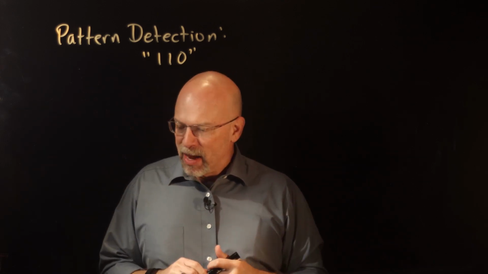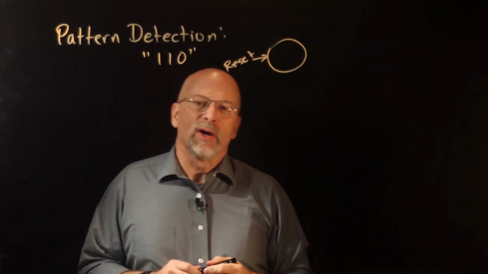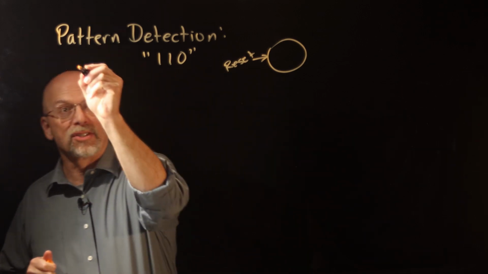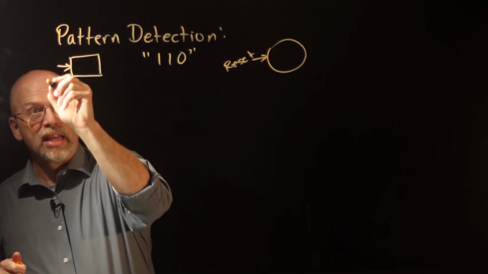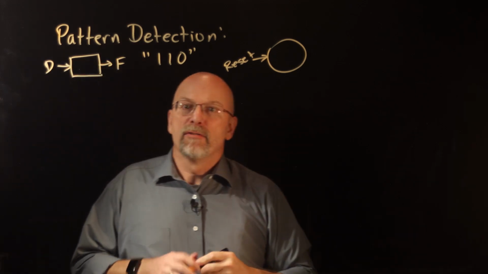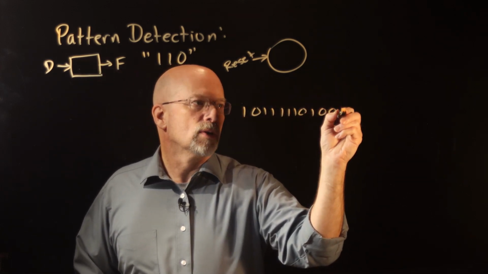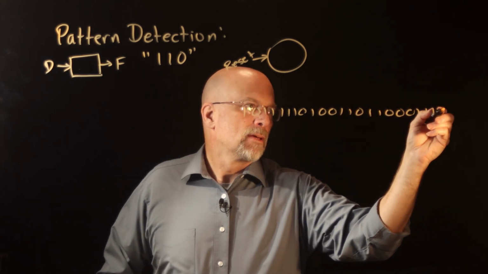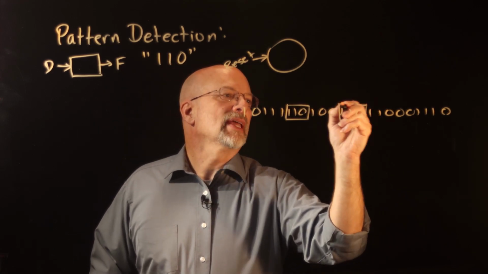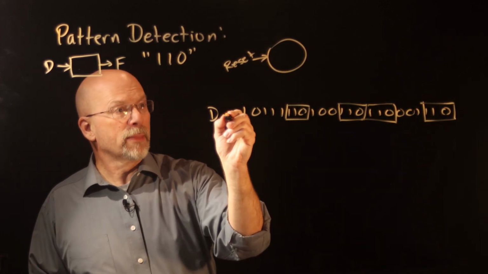Now, how do we start? Remember that we always start with some sort of an initial or reset state. By the way, I didn't tell you what the system design is, did I? What we've got is an input, a stream of bits, that's going to be D, and then we're going to have an output F for found. And if I've got this pattern of ones and zeros that I'm receiving, you can see that the pattern is here. There's another one here, there's another one here, and there's another one here. And this is going to be what's coming in on D.